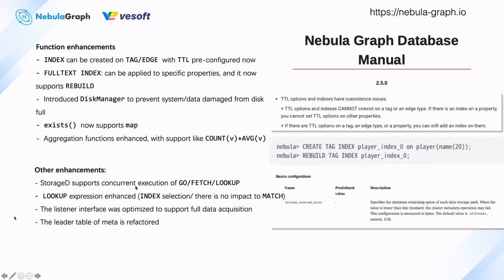It's by default disabled. And the next one is that we refactored the lookup query, and specifically we optimized the index selection. So in some cases, when you have multiple indexes for certain tags or edges, it now can consider more than one of your indexes when it's optimal to do so.